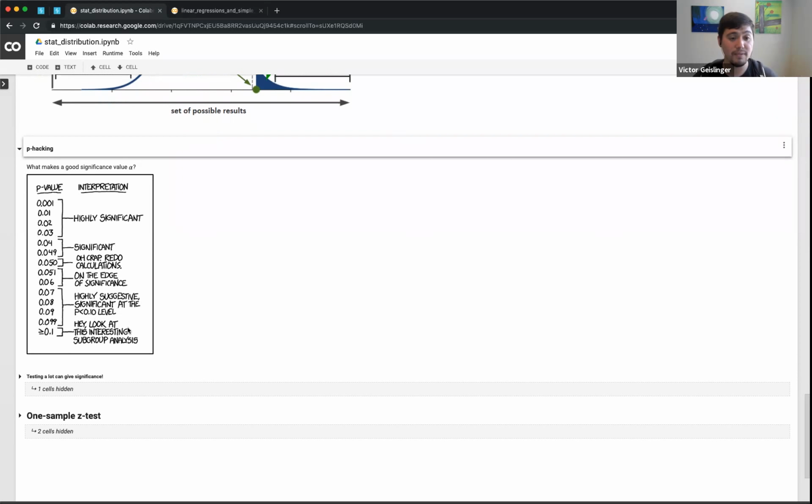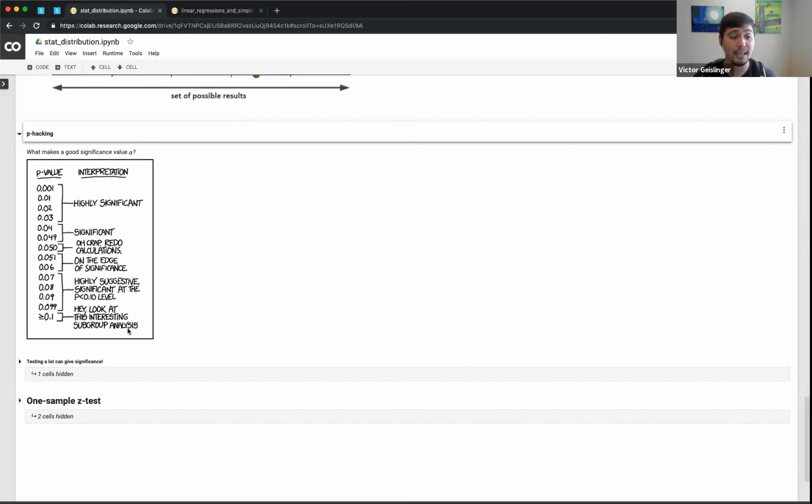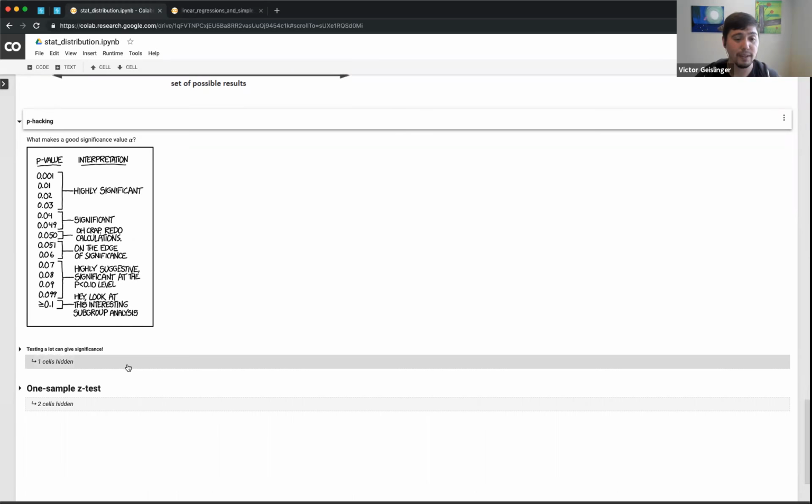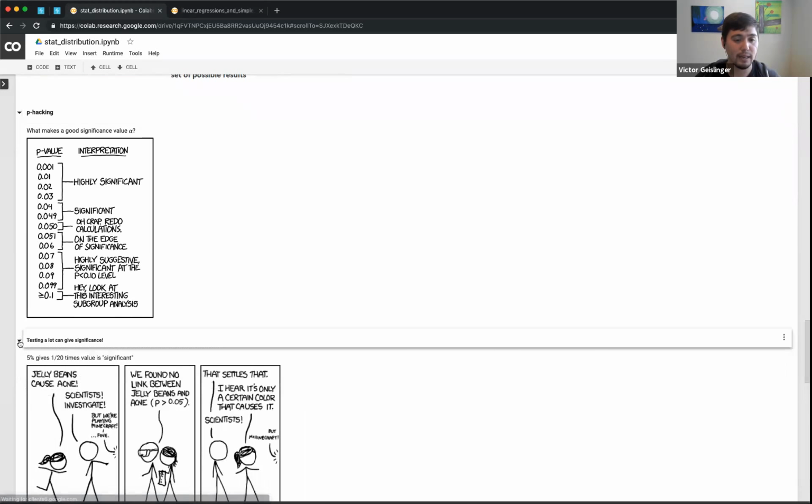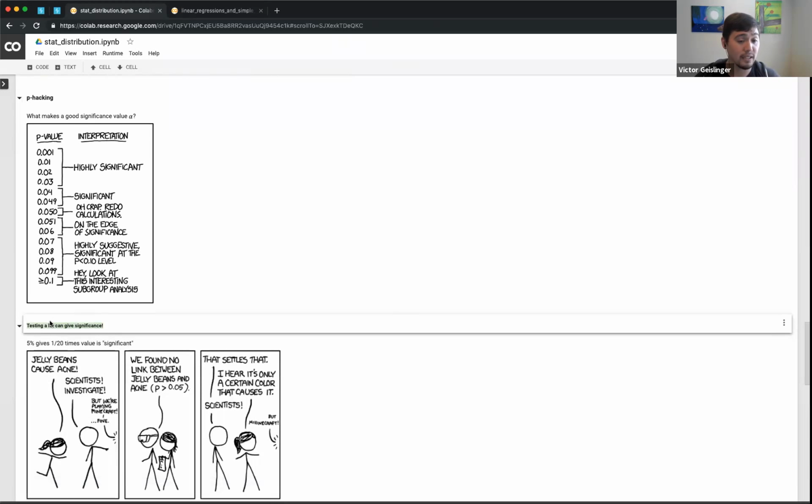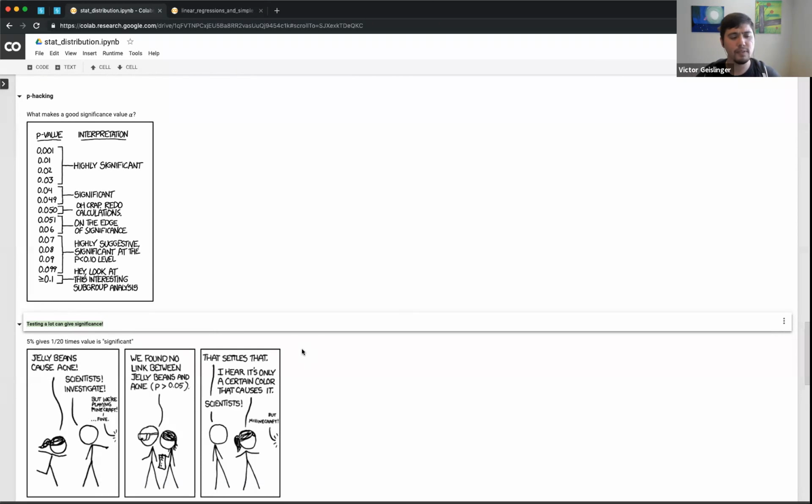So understanding what p-value means can be really useful in saying, hey, I'm doing statistical analysis. Is this actually making sense? Okay. And then I also put right here, testing a lot over and over again can give significance. Who's heard something like eating dark chocolate can actually help you lose weight? Has anyone heard something like that?